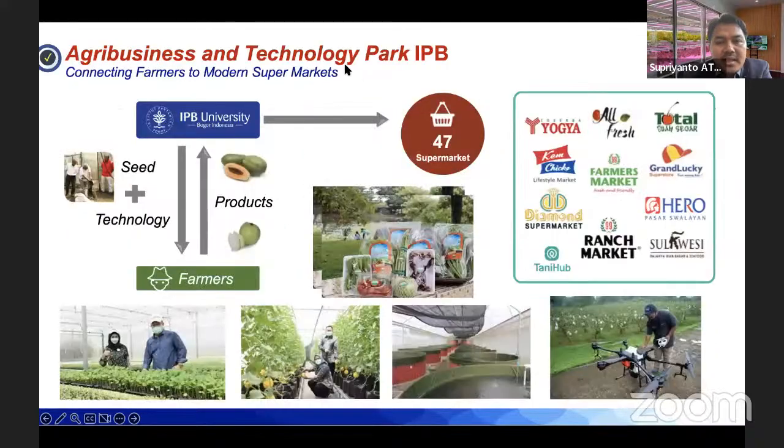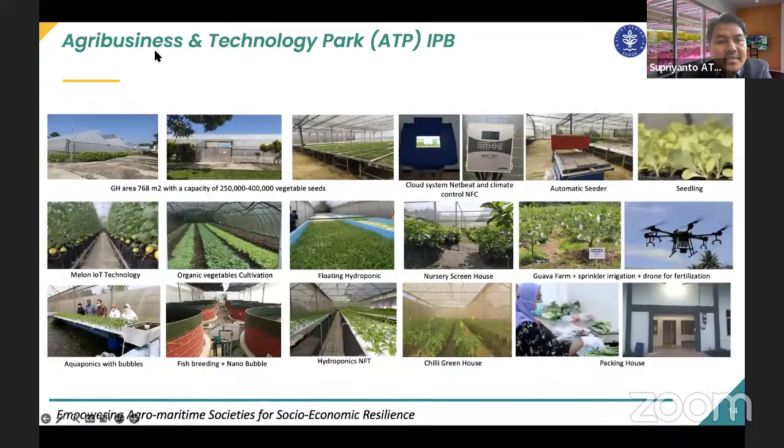And this is how we bring our innovation to the market. In ATP IPB, we are developing some farming systems, like melon inside the greenhouse, and we sell the product to the farmer. And we utilize technology such as drone technology for spraying, but we are also collaborating with the farmer to sell the product directly to the supermarket, for example. And this is our facility.